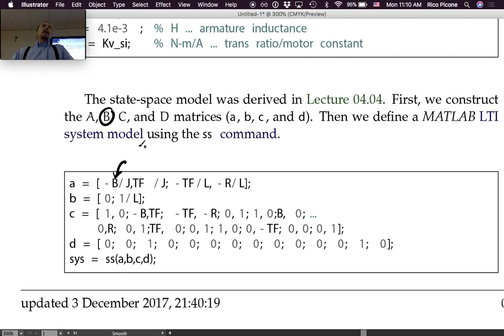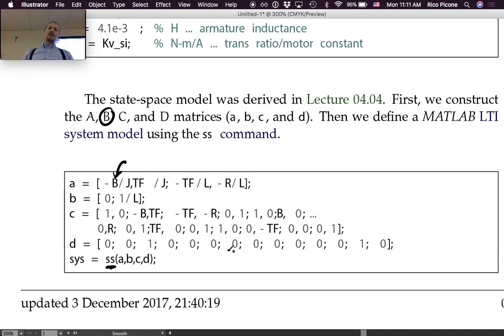Okay, so we've got this, and this was just our A, B, C, D that we defined a couple lectures ago, so I just copied them over, right? Then what I'm going to do is use MATLAB's ss command, which is this wonderful, wonderful command.